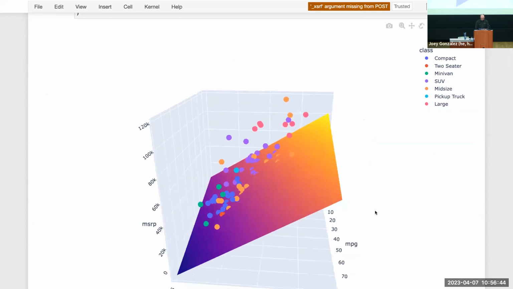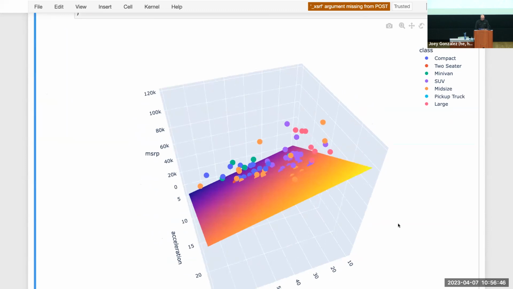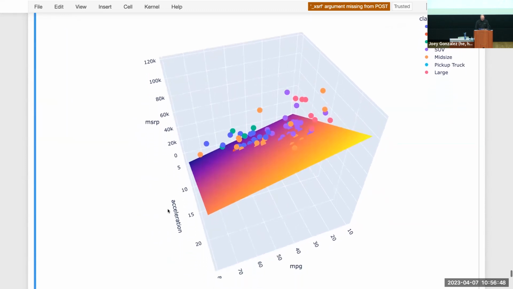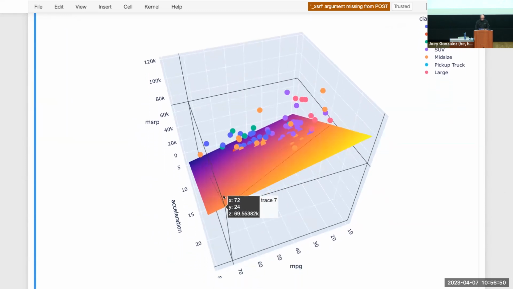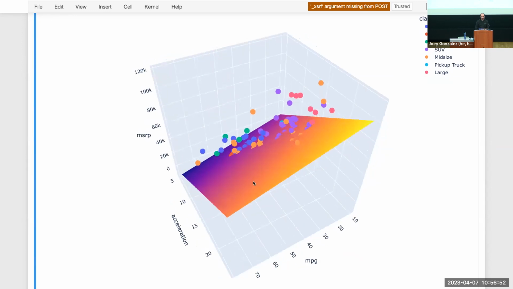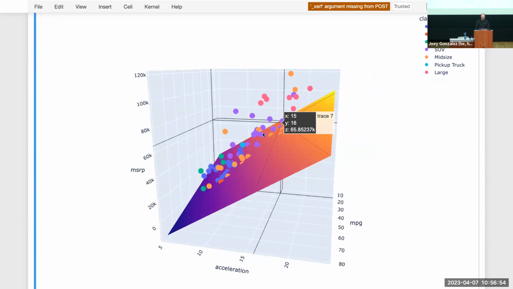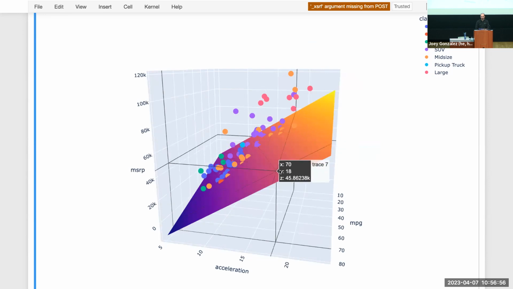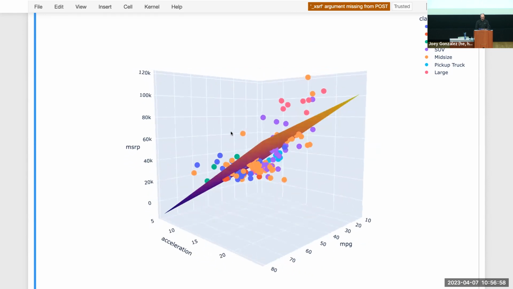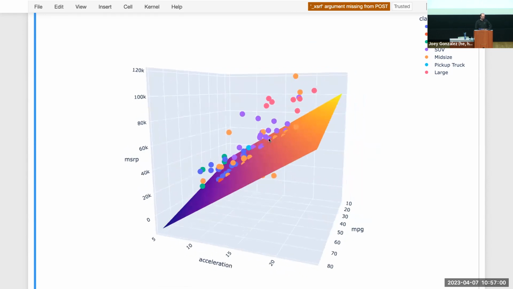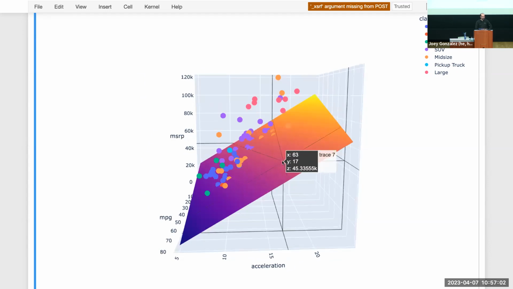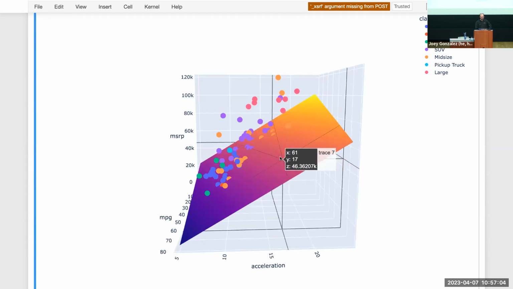That's the grid. So basically, for lots of values of acceleration and MPG, I looked up what the model predicts, and that's a point on this plane. And I just said, plot all those points on a plane. That's my model. Do we like this model? Not bad. Feels like it's kind of close to the points. Could we do better? Certainly.